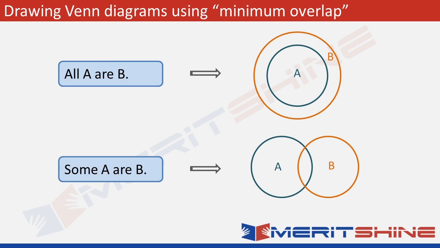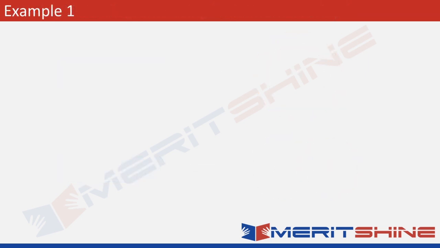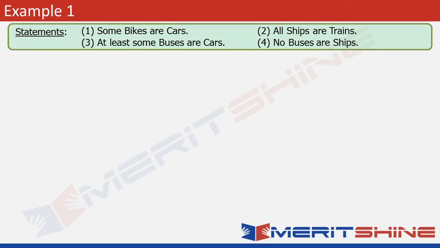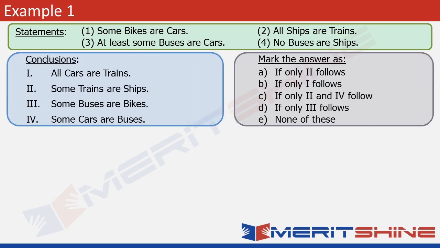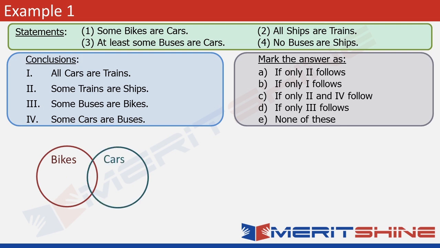Now, we'll take an example and I'll show you how we attempt questions quickly using these minimum overlap diagrams. Look at this: four statements, four conclusions, and the answer options. So that's the question. Let's now make the Venn diagram using the statements. 1. Some bikes are cars. So let's draw bikes first. If this is bikes, how do we draw cars? Like this. So we just show a partial overlap of cars with bikes, the way we discussed a while back. Forget everything else.